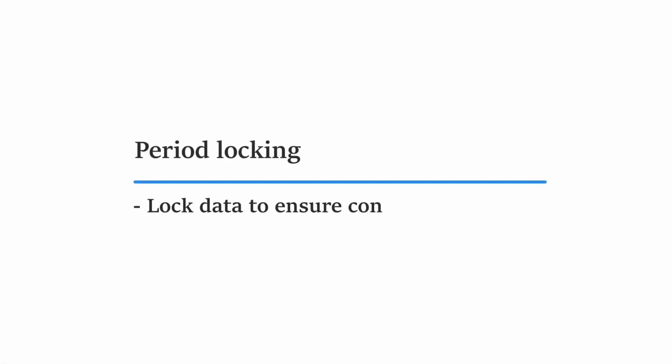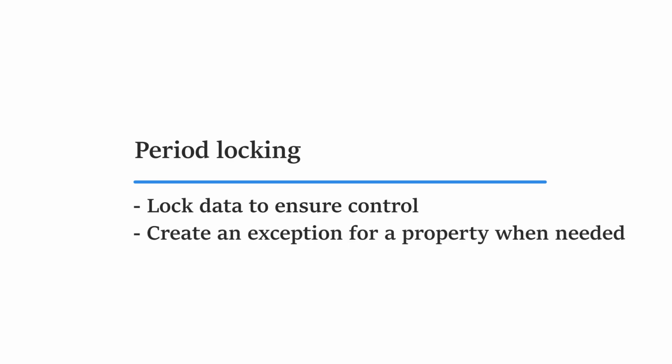So to summarize, use period lock to ensure control of data in PMI. If needed, create an exception for a specific property if adjustments are needed to a locked period.